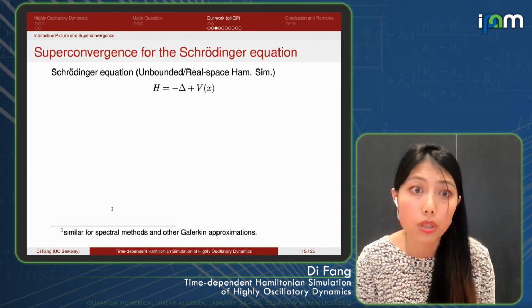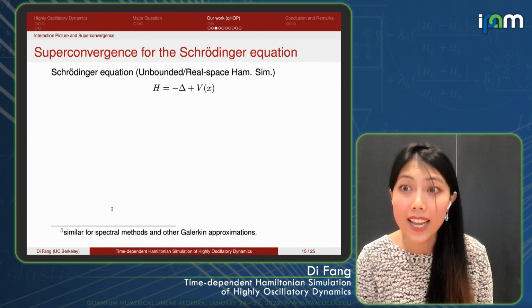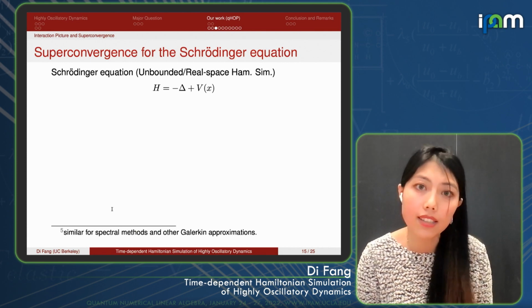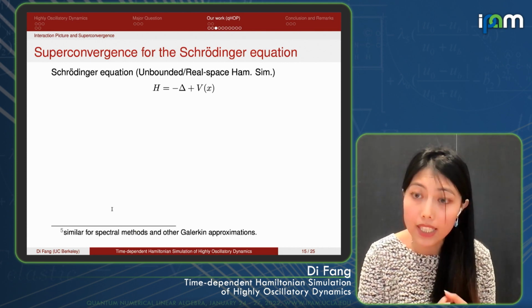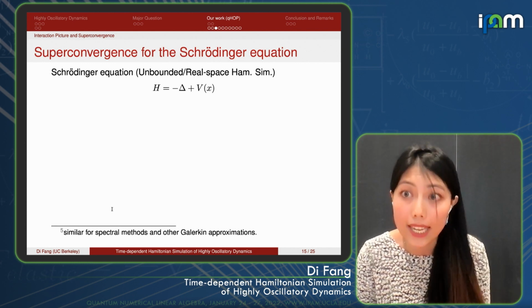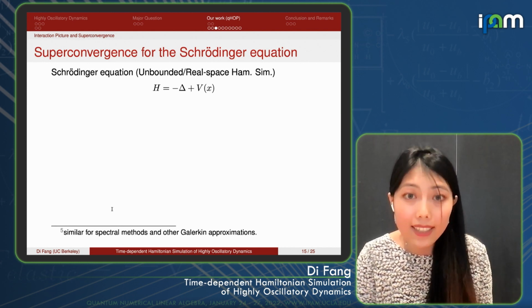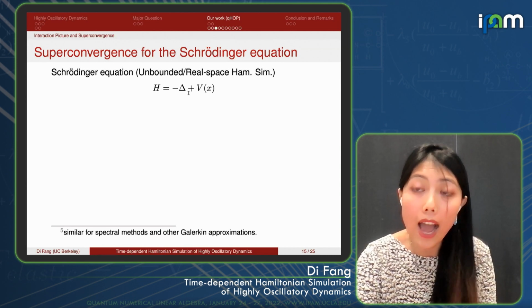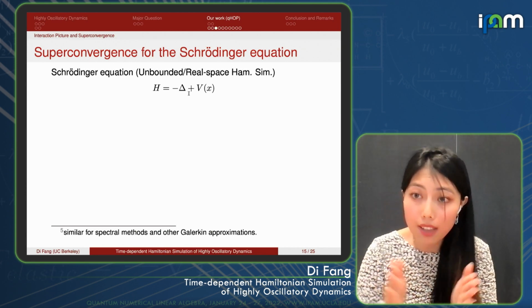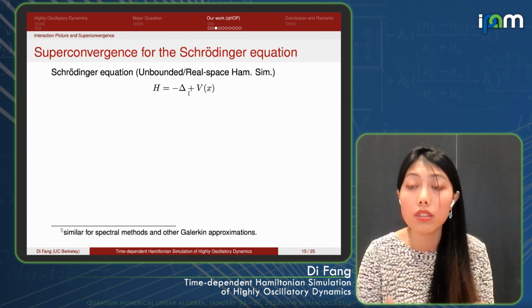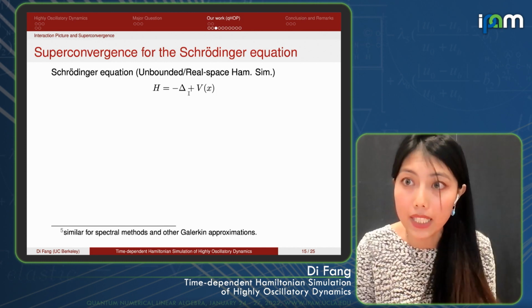So what is the digital simulation of the Schrodinger equation? It has many names in the literature. It's sometimes called unbounded simulation, sometimes called real space simulation, sometimes also called first quantization simulation. The underlying task is basically the following. I have the Laplacian, which is an unbounded operator, plus V. Well, the Laplacian is unbounded, so if we talk about the norm of H, it's going to be infinity.